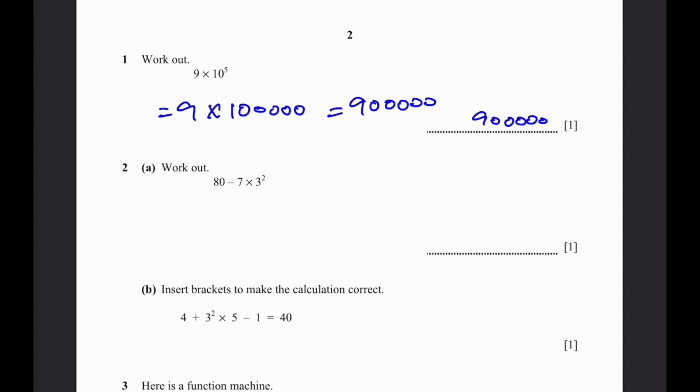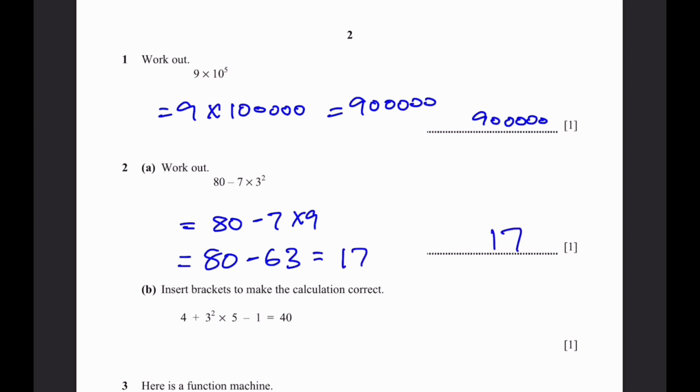2a. Work out 80 minus 7 into 3 squared, which is equal to 80 minus 7 into 9, because we do exponent first and then we multiply now. So 80 minus 63, which is equal to 17.